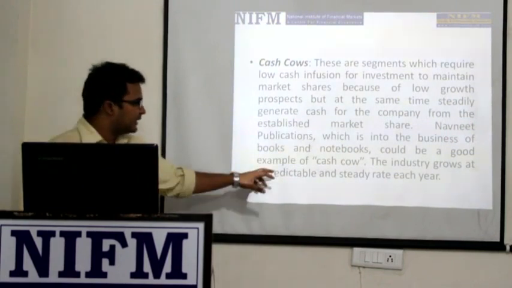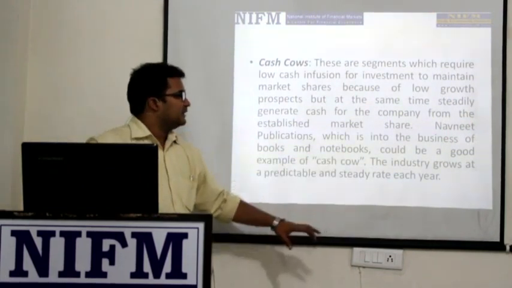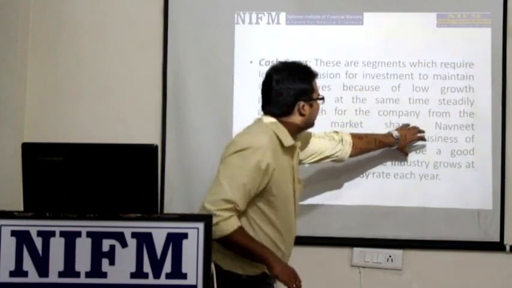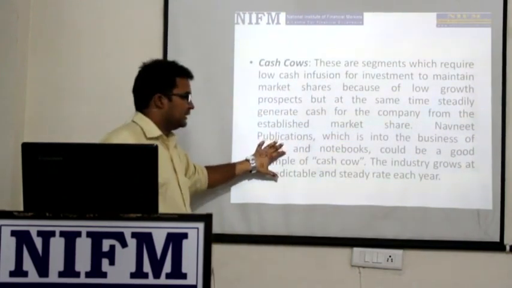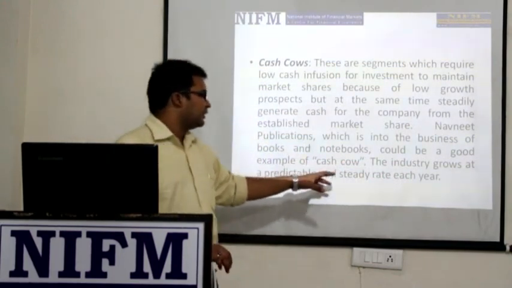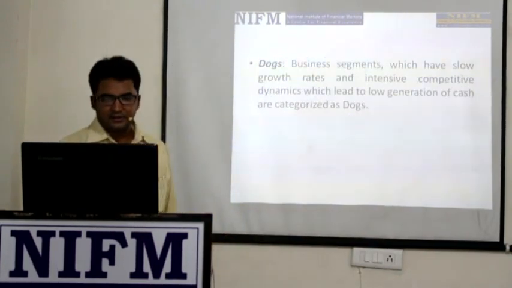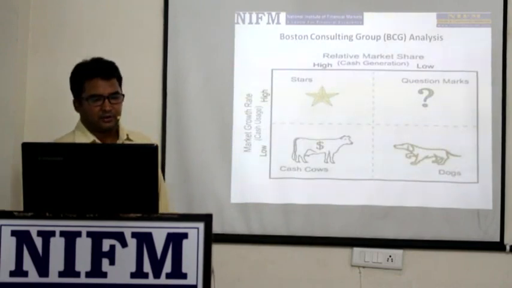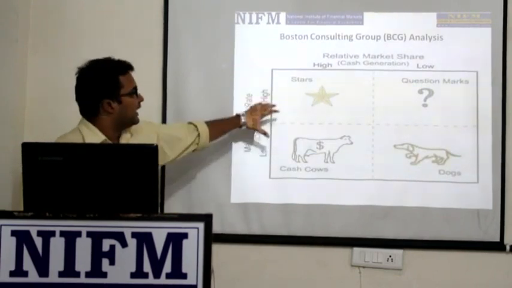The industry growth is predictable and at a steady rate each year. So for example, the industry which Navneet falls into is publication. Now this has a steady and predictable industry growth each year, and that is the reason why this company is falling into low growth rate and high market share.